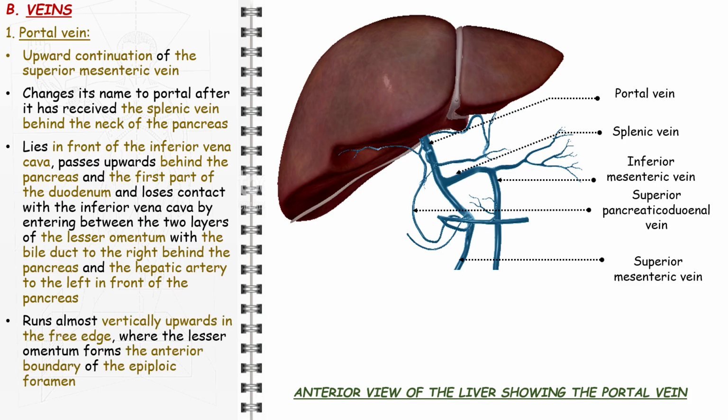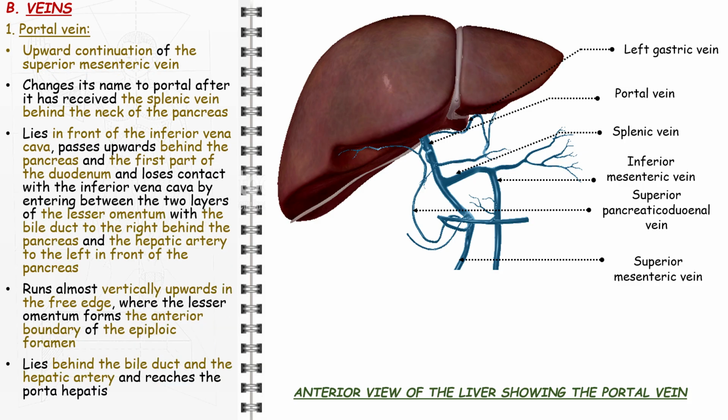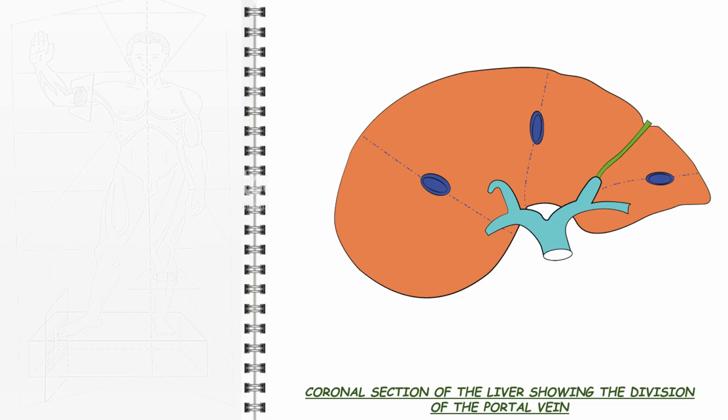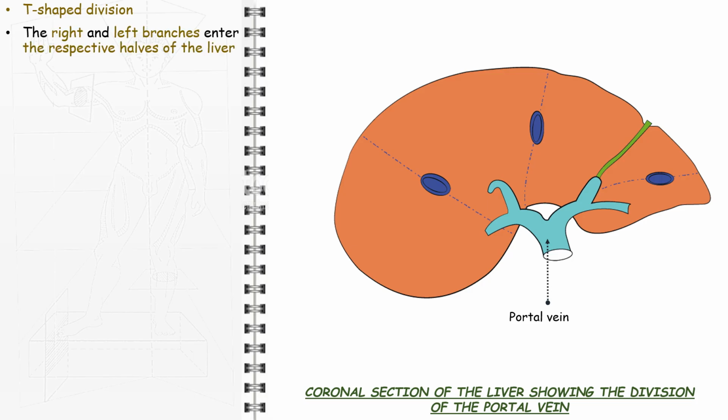where the lesser omentum forms the anterior boundary of the epiploic foramen. There, it lies behind the bile duct to the right and the hepatic artery to the left and the hepatic lymph nodes and reaches the porta hepatis. Once in the porta hepatis, its T-shaped division gives the right and left branches that enter the respective halves of the liver. The right branch of the portal vein is the largest. It gives the right caudate vein and the anterior and posterior segmental veins. It drains the cystic vein.